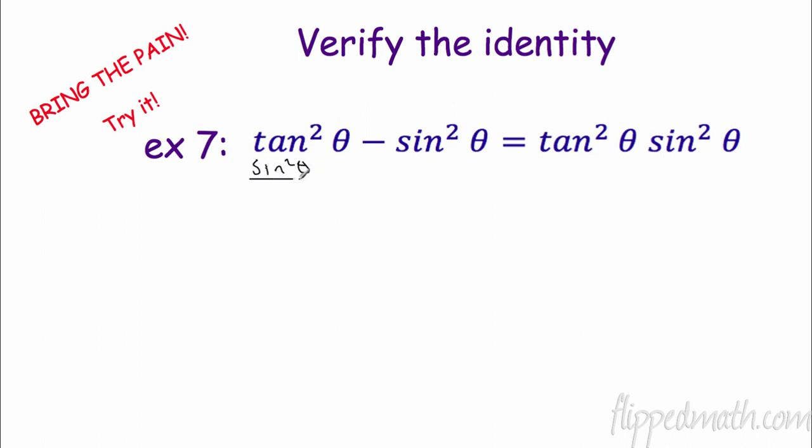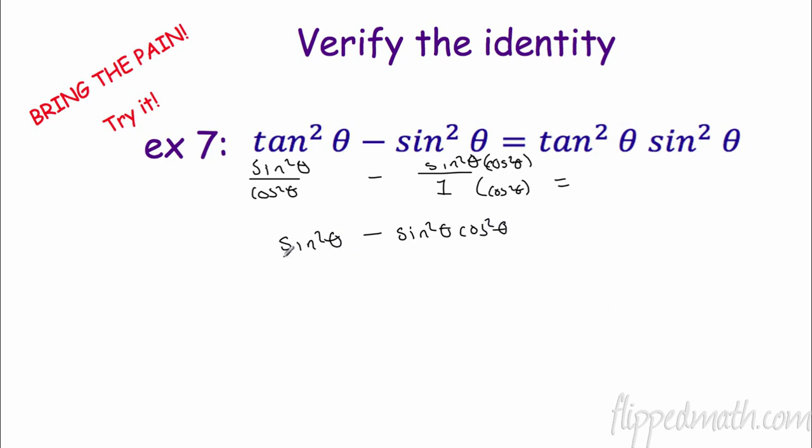So sine squared theta over cosine squared theta minus sine squared theta over 1. I am going to try and combine these, so I need a common denominator. I'm going to multiply this by cosine squared theta. So over here we now have sine squared theta minus sine squared theta times cosine squared theta. Can't really do anything with that just yet, all over our denominator of cosine squared theta. And remember, we want to get to tangent squared theta and sine squared theta.